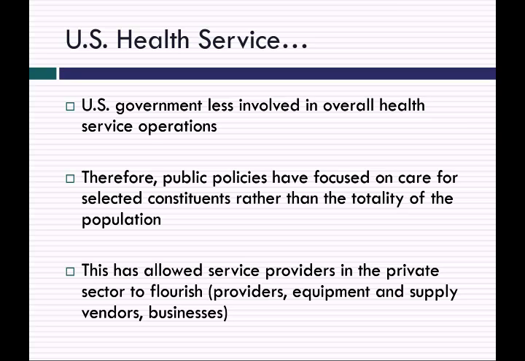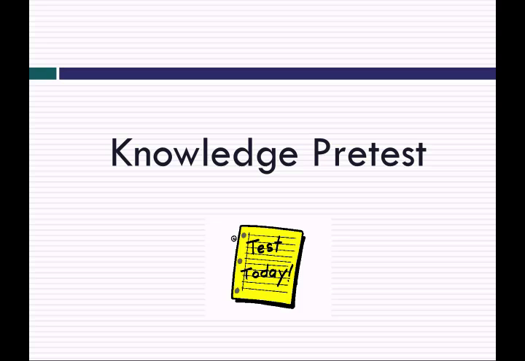But because of this, in the U.S. it has allowed service providers in the private sector to flourish because there's less overall governmental control. There's a higher amount of private sector involvement. So this has allowed providers, equipment and supply vendors, and businesses really to expand and flourish within our system.